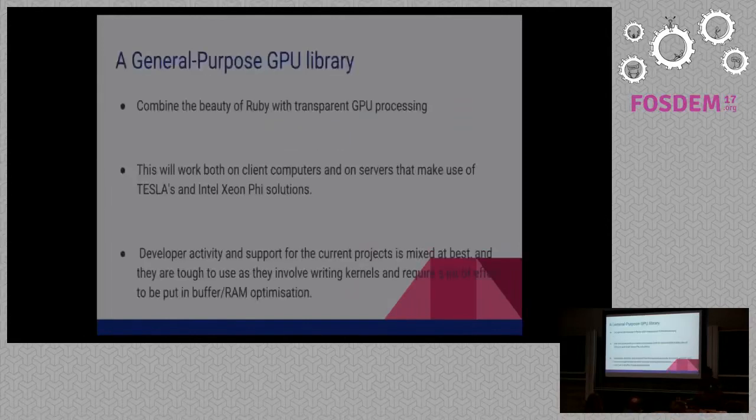Enter GPU. After Google Summer of Code, I wanted to go even faster for number crunching, and that's why I thought of implementing a general purpose library for GPU computations. The aim of this project was to combine the beauty of Ruby with transparent GPU processing. And yes, this will be tested on both client computers and on servers that make use of Teslas and Intel Xeon Phi solutions.